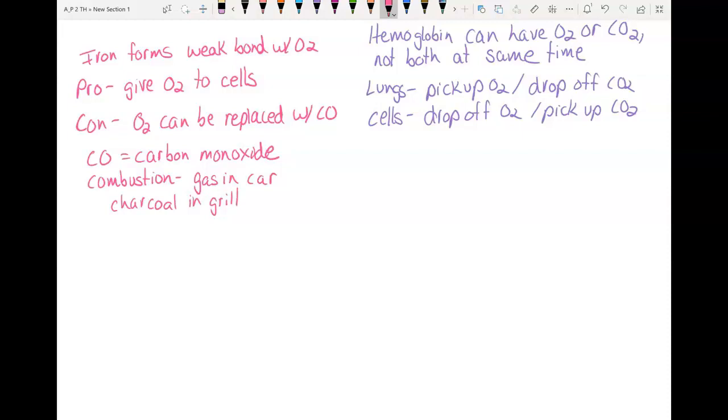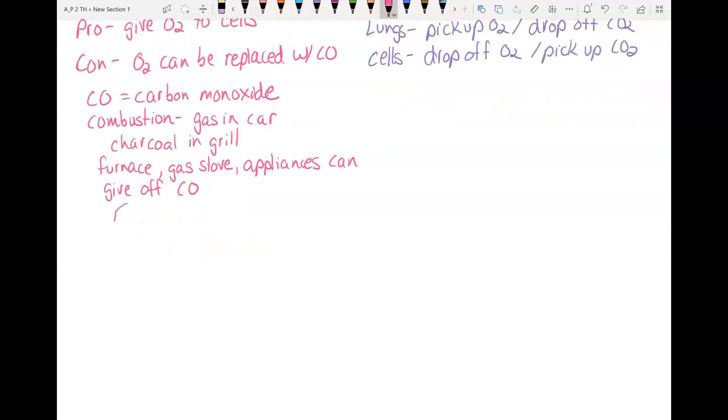You need a carbon monoxide detector in your house because your furnace, and if you have a gas stove, a gas water heater, gas appliances, they all have the potential to give off carbon monoxide. And here's a little tip of how you can tell. When you look at your gas stove, you see the flame, or if you have a gas furnace, you can look inside of it and see the flame. The flame should be blue.